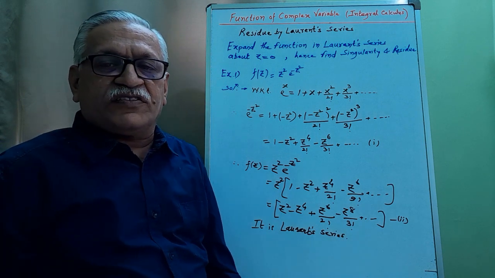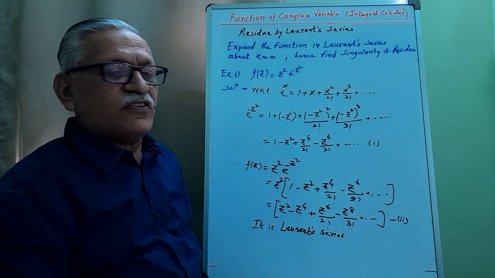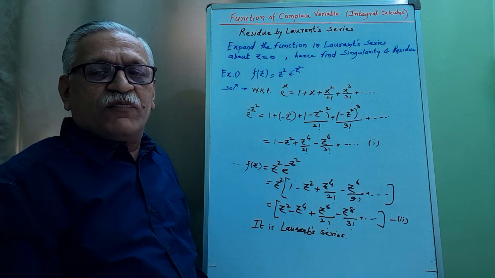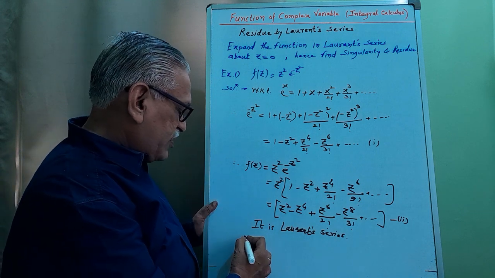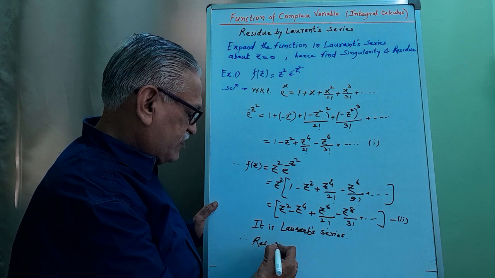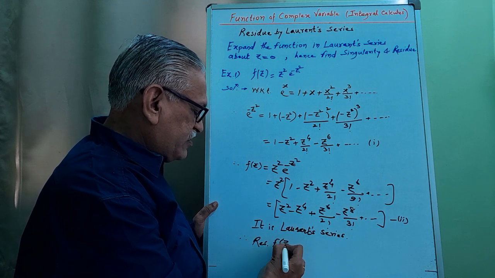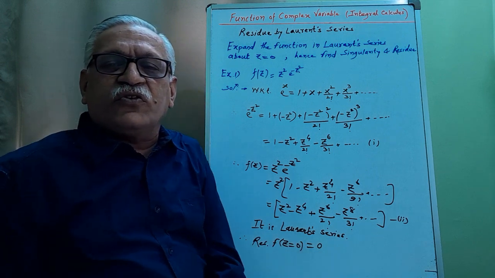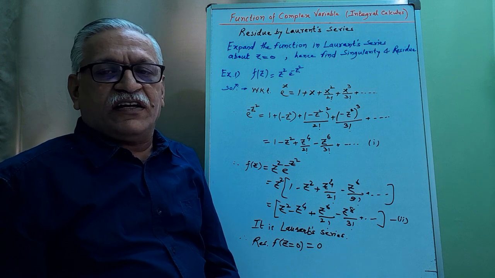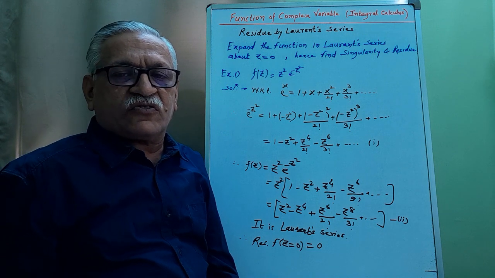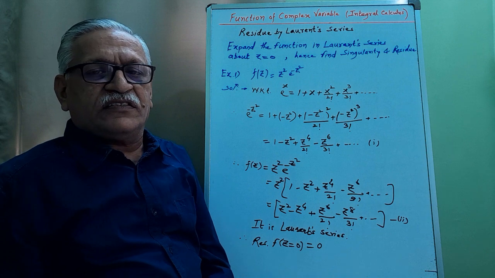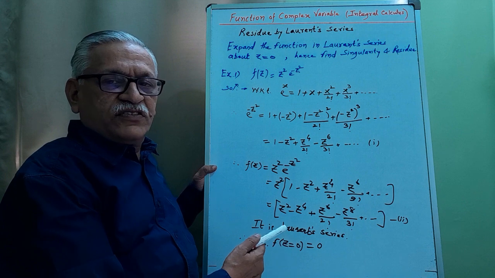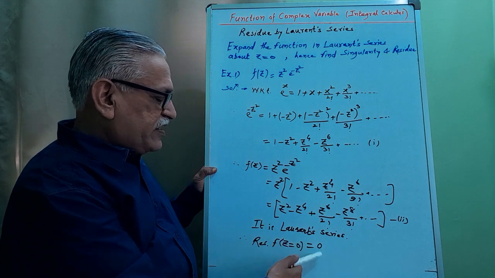It is the Laurent series of that function. And then we check, is there any term of 1 upon z minus a? There is no term of 1 upon z minus a, and therefore the residue of that function at z is equal to 0 is 0, or no residue, as there is no term of 1 upon z minus a. If we have that term, its coefficient is called the residue of that function at z is equal to 0. Here, as there is no term of 1 upon z minus a, we get the residue as 0.